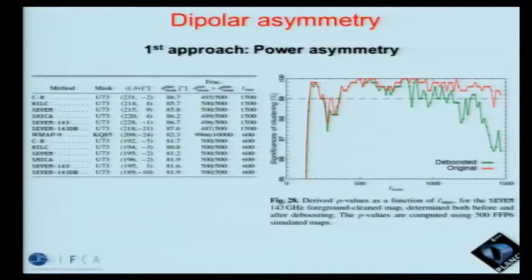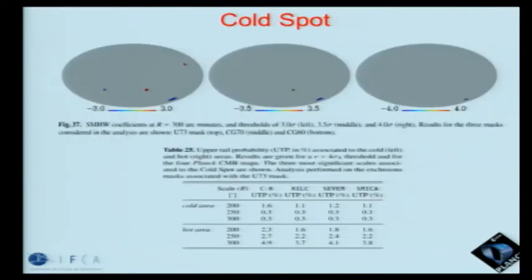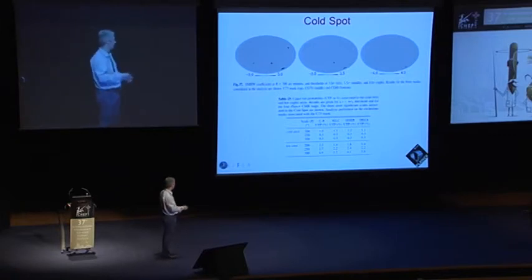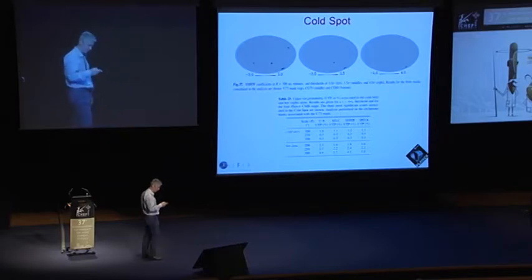Similarly, for the dipolar asymmetry, there's an asymmetry in the power in 2 different hemispheres. And this is also seen up to 600 in multipoles. You can see it's also at the 3 sigma level, approximately. And the cold spot, which is a large and very cold spot, which can be seen here at 10 degrees. And again, it's all of the order of this kind of probability, when you take into account everything, maybe 3 sigma.